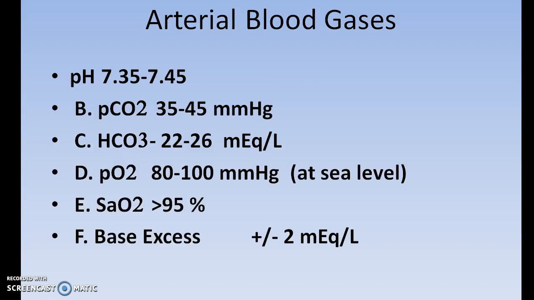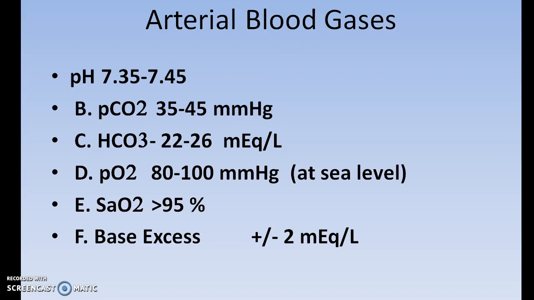So we look at arterial blood gases. You can see that the normal pH is 7.35 to 7.45. Our PCO2 is 35 to 45. Anything less would be alkalotic. Anything more would be acidotic.